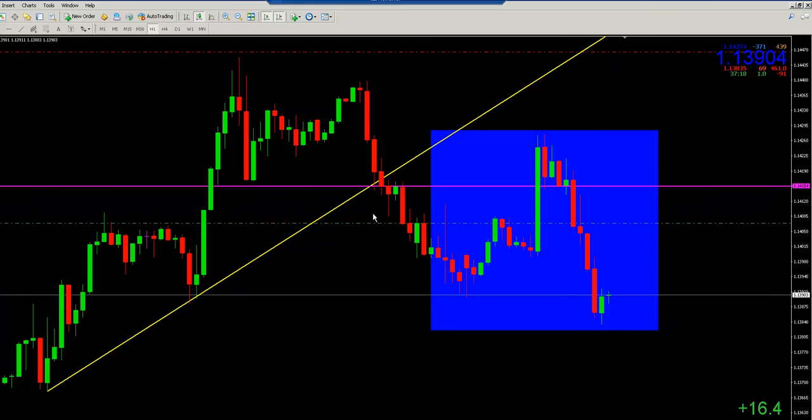So even as the candle broke out, you could then wait for an emphatic candle, like I say, and enter then. And that's exactly what I did. You can see when that candle closed, I entered.